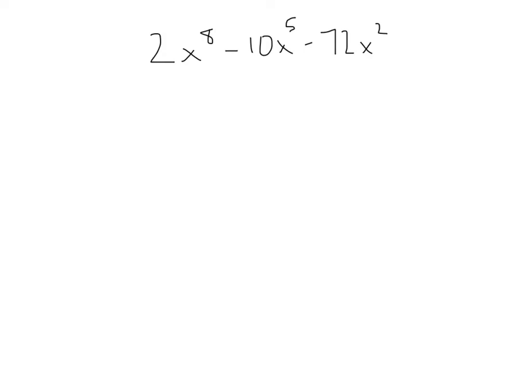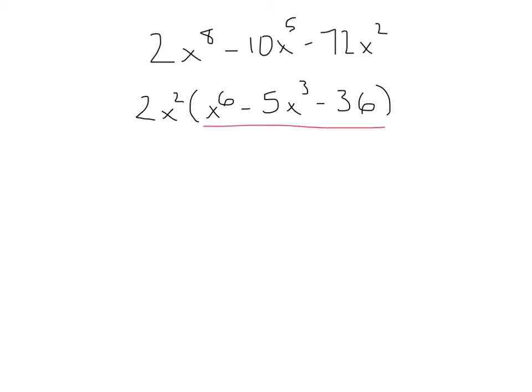So we'll take a look at this example here, 2x cubed minus 10x to the 5th minus 72x squared. And what is it that we do first with these? I'm glad you mentioned it. We're going to take out the greatest common factor, which is going to be 2x squared, and then that will be times x to the 6th minus 5x to the 3rd minus 36. Now again, this in here is a trinomial that we could factor. If it looked like x squared minus 5x minus 36, we could pretty easily factor that as x minus 9 times x plus 4.